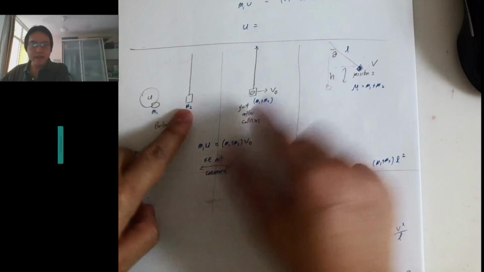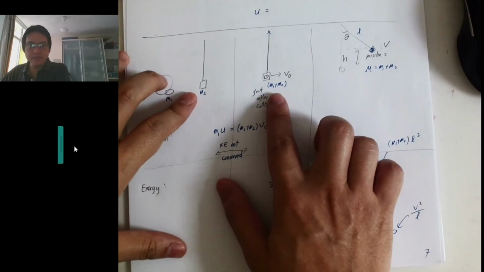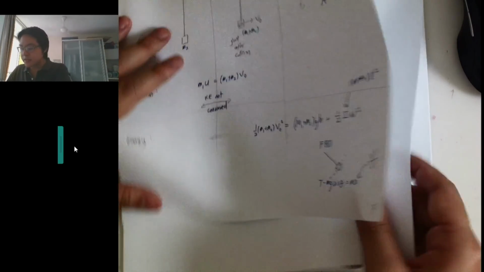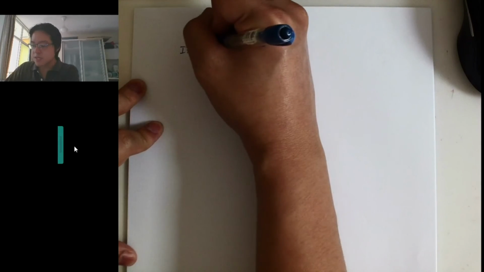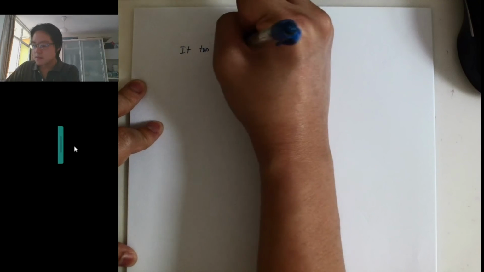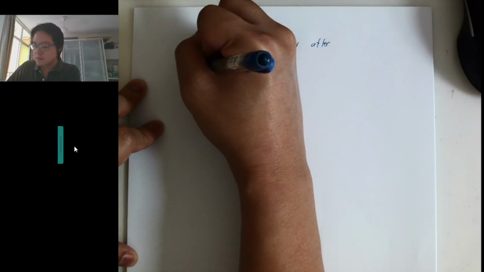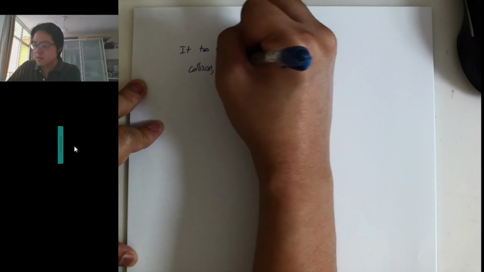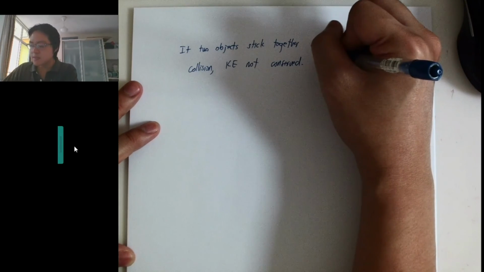Okay, so the KE here is not conserved, and it might be something I forgot to say in the class. Generally speaking, here is an easy way to remember. So let me write it down. If the two objects stick together after collision, KE not conserved. So this is a simple way to remember. That means it is inelastic.